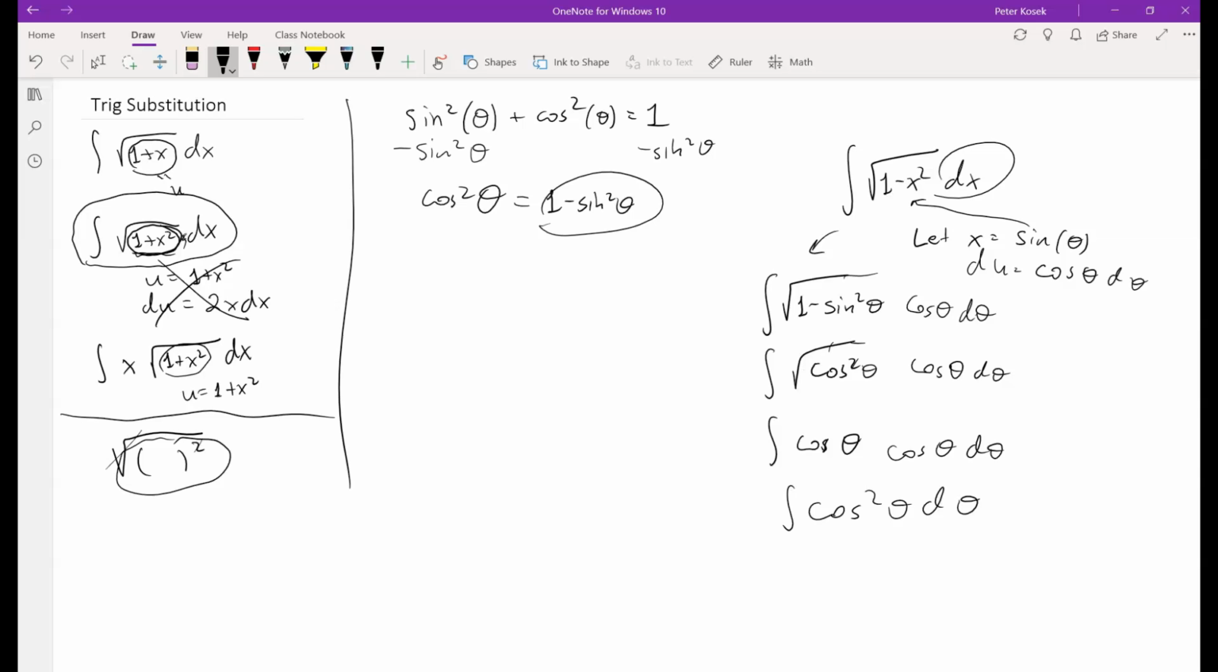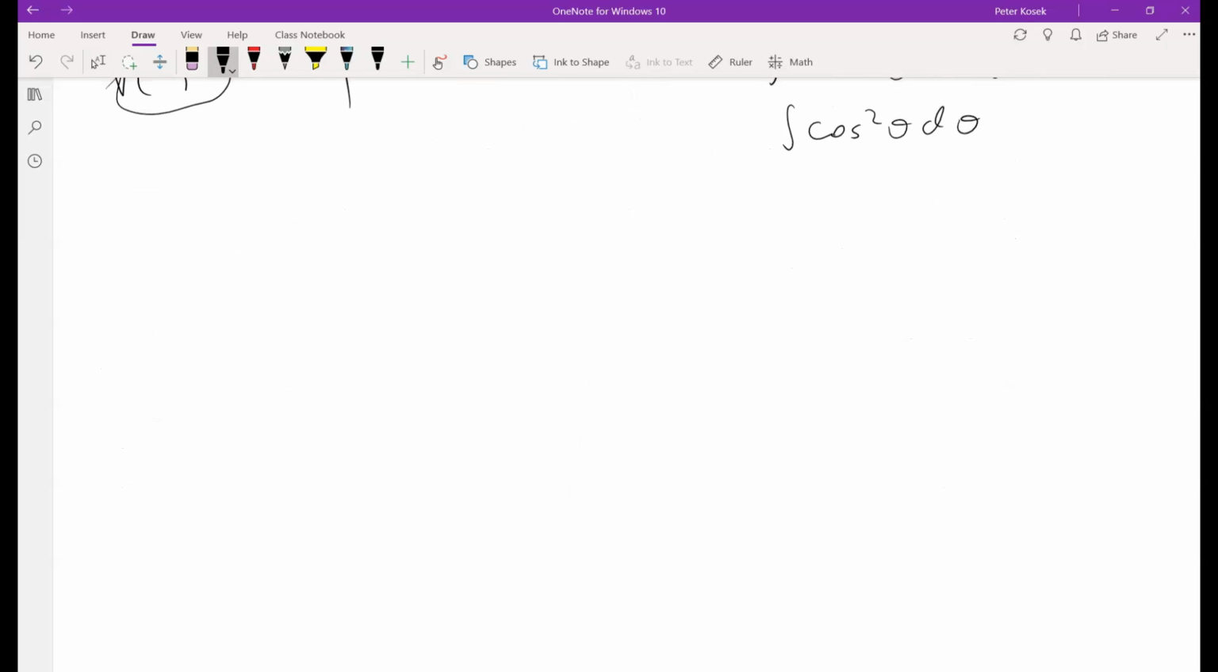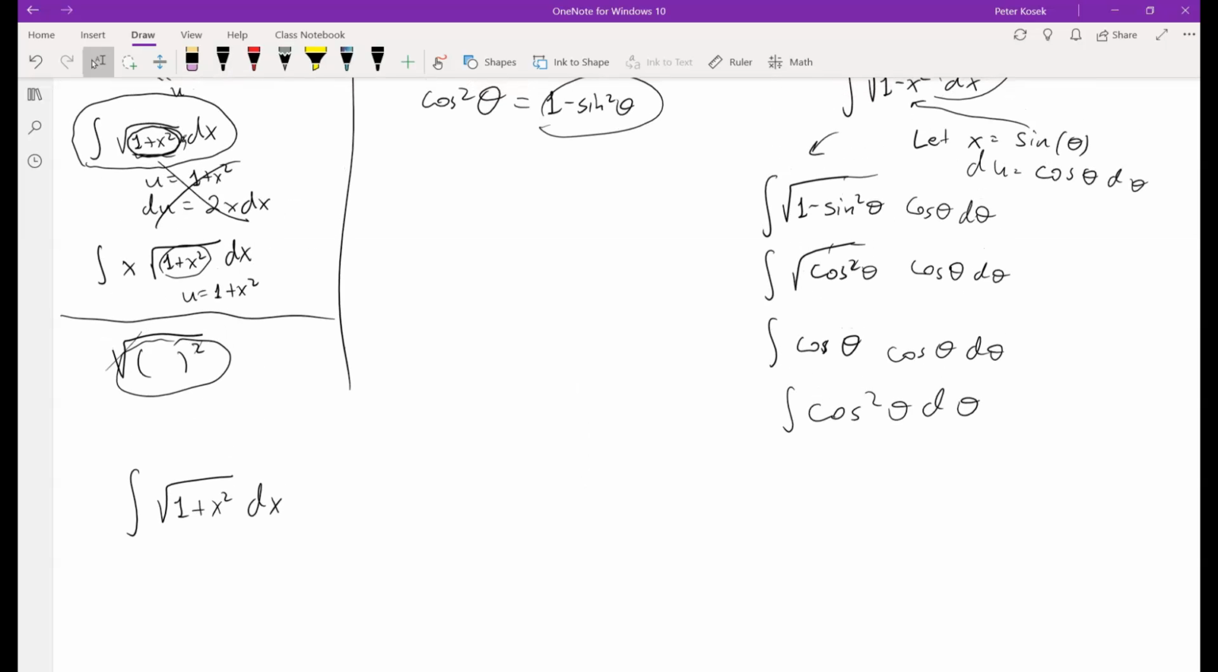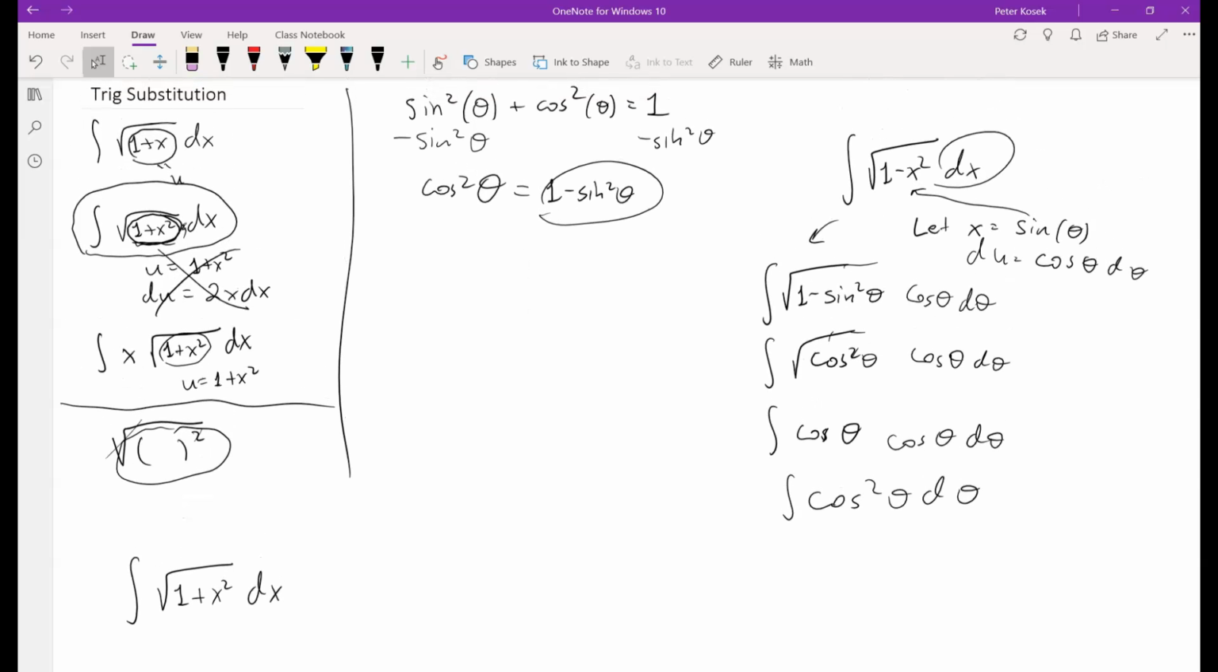So if we have something of the form 1 minus x squared, we can easily do this type of substitution. However, if we had a slightly different integral, say the integral of the square root of 1 plus x squared dx, we look back up here and never have 1 plus something squared. So we have to go back to this equation and manipulate it.